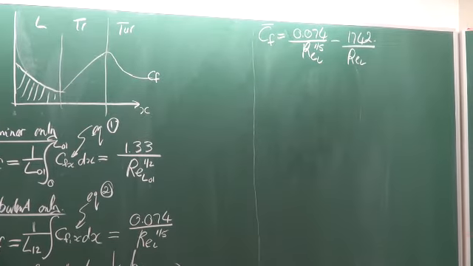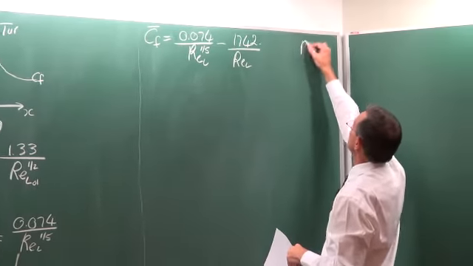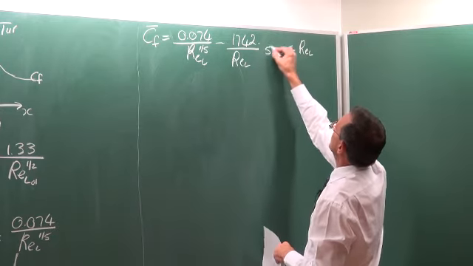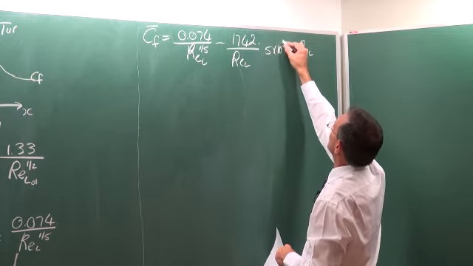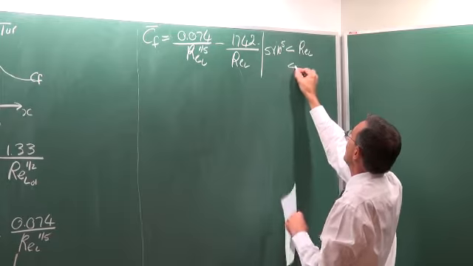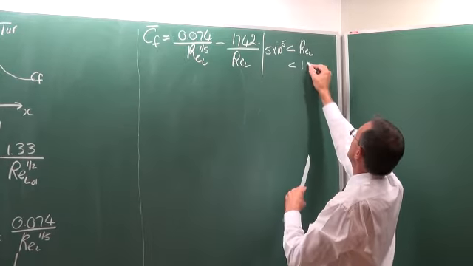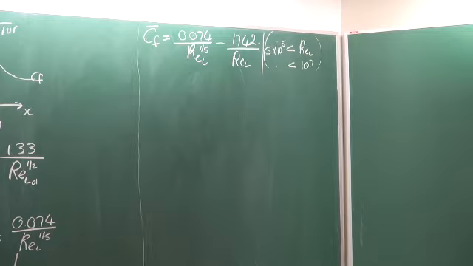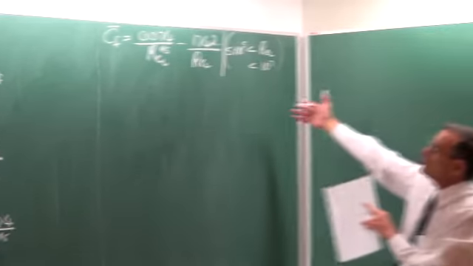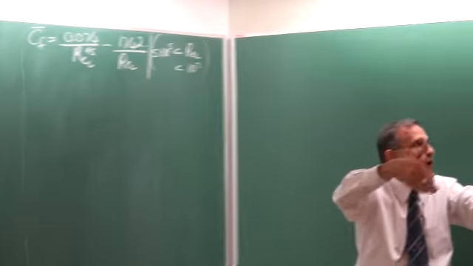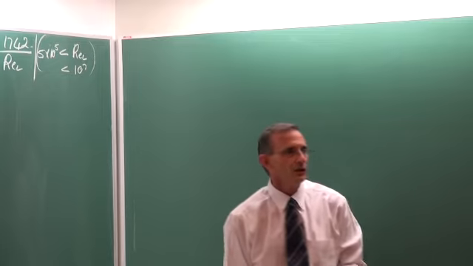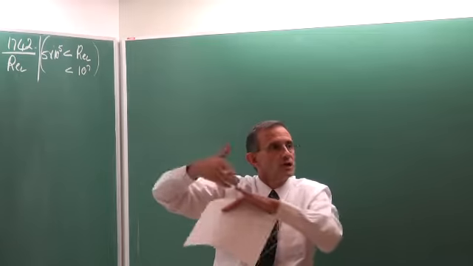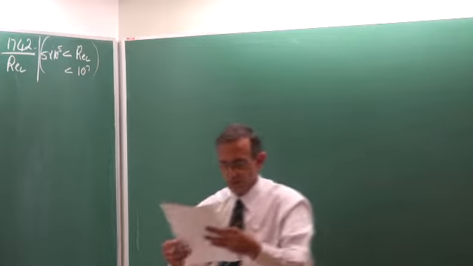Okay. And now this equation would then be valid for Reynolds numbers larger than 5 multiplied by 10 to the 5 and typically smaller than 10 to the 7. Okay. So this approach can only be used if there is a laminar part in the equation, which means that the flow in general must be turbulent downstream.